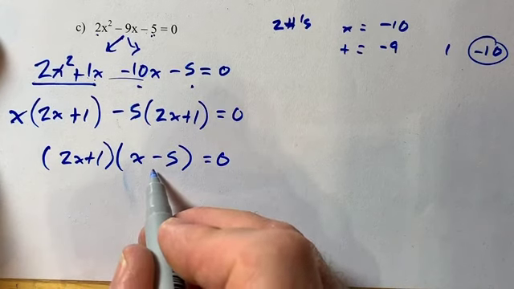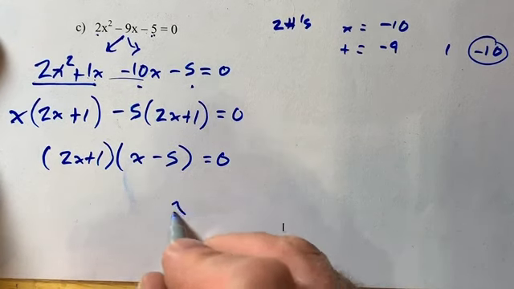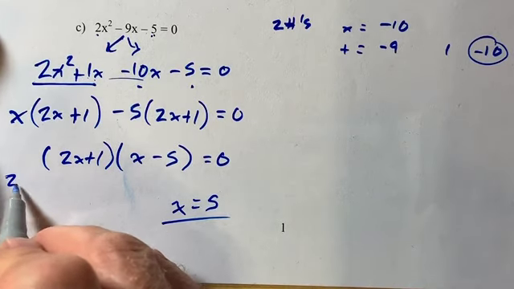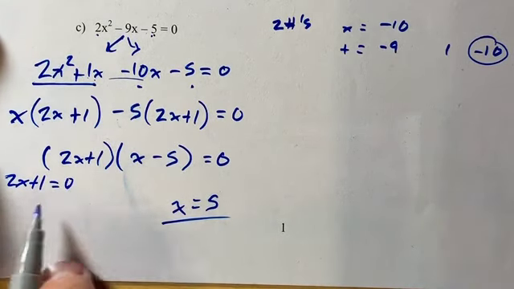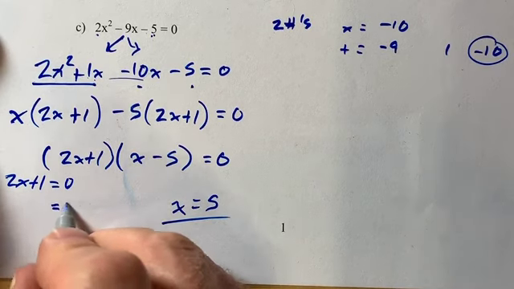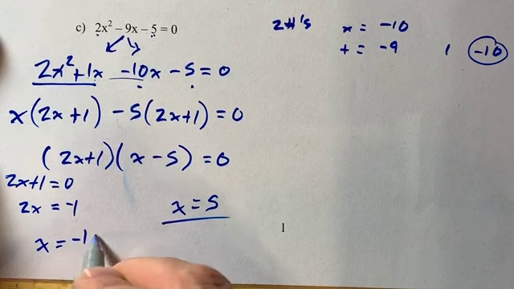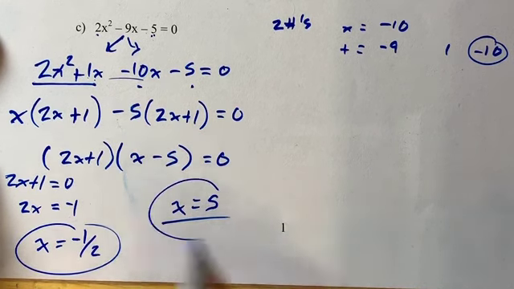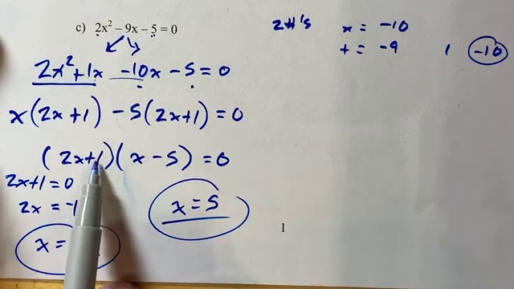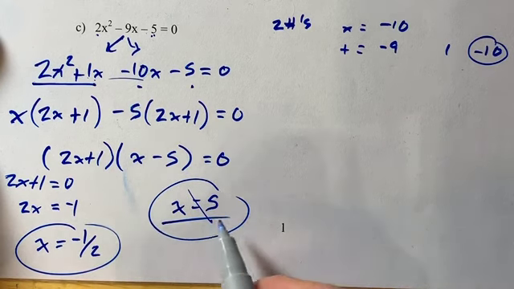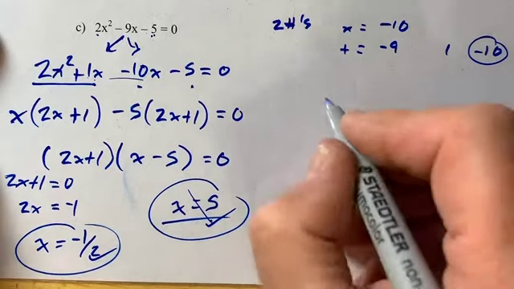So I know this one's easy. If x minus 5 is equal to 0, that means x equals 5. That's easy. This is a little bit harder. 2x plus 1 equal to 0. Remember, normally you'd move over the 1, negative 1. Then you'd divide by 2. So x is going to be negative a half. There's my two answers: negative 1 over 2, negative a half, and positive 5. They're both answers.